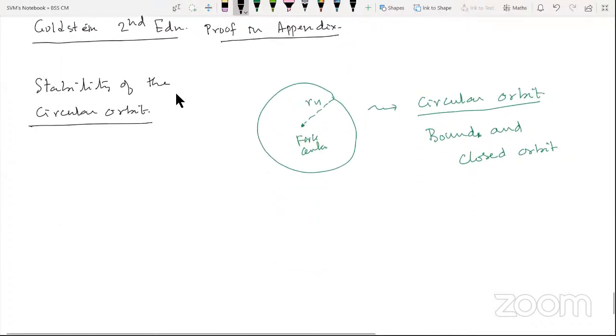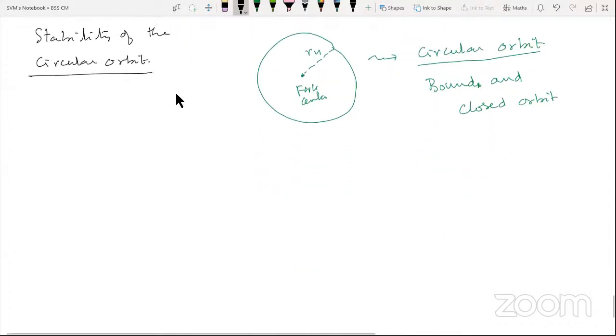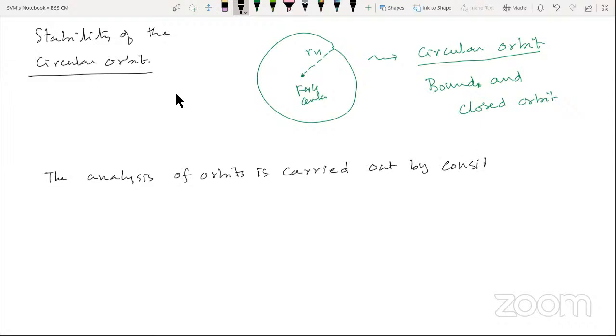Okay, that kind of question one can ask, and they are interesting questions. Now notice that I have done this analysis. So let us look at this qualitative analysis, whatever I called. The analysis of orbits is carried out by considering the potential V of r is equal to minus k by r, because I have plotted this function, V of r is equal to minus k by r.